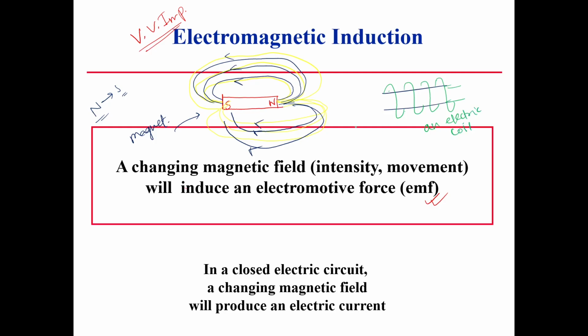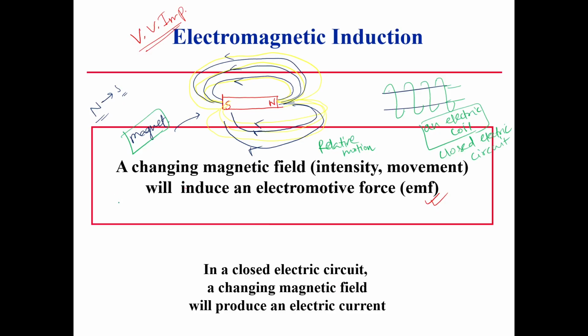So now if there is a relative movement between this electric coil and this magnet, there are only two things. One is the magnet and the other is this electric coil. This electric coil is nothing but a closed electric circuit. So now if there is a relative motion between this magnet and this closed electric circuit, there will be electric current. So electric current will be produced here. Now you understand this?